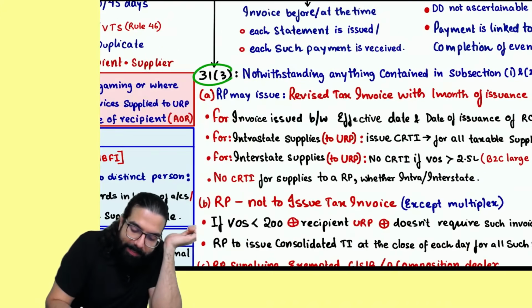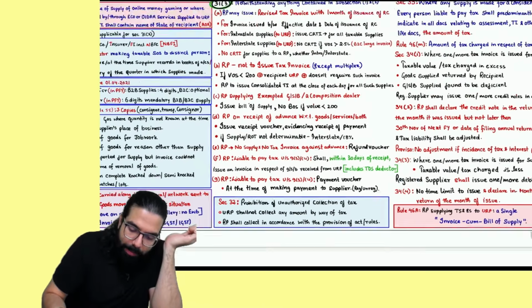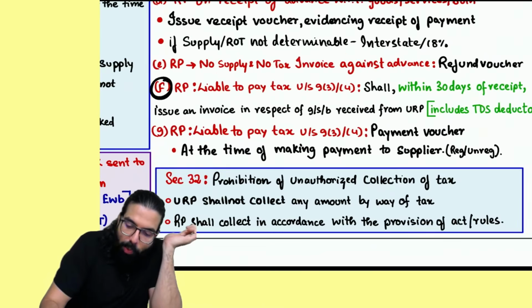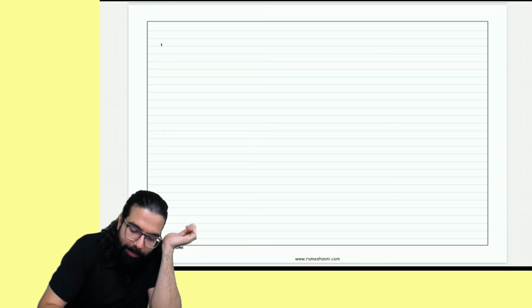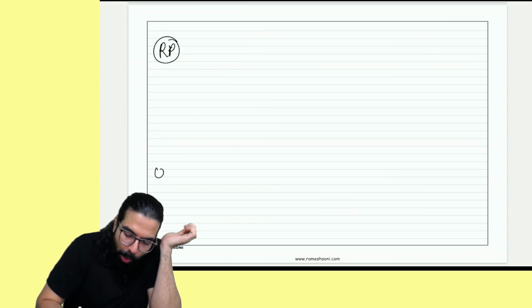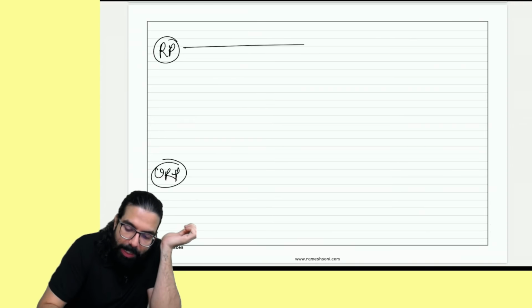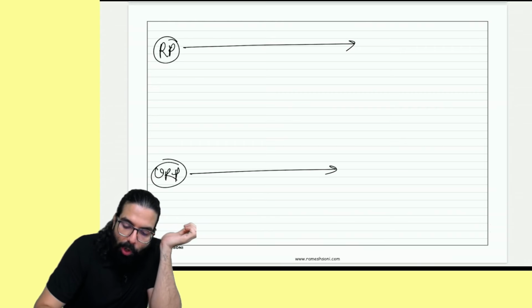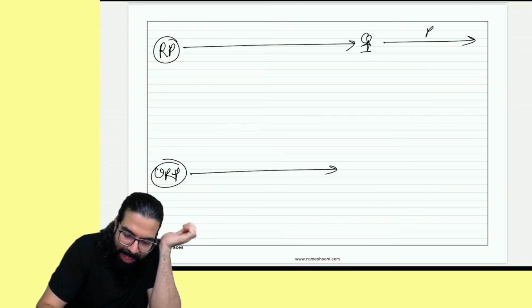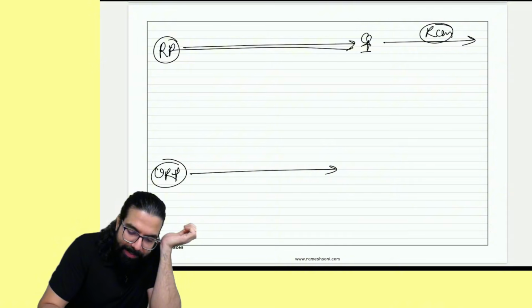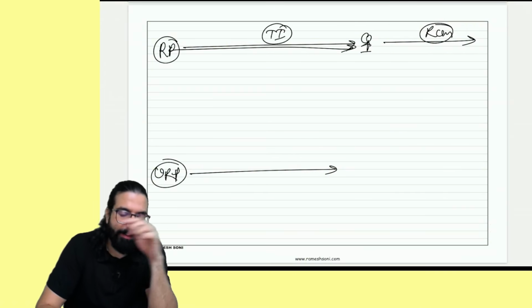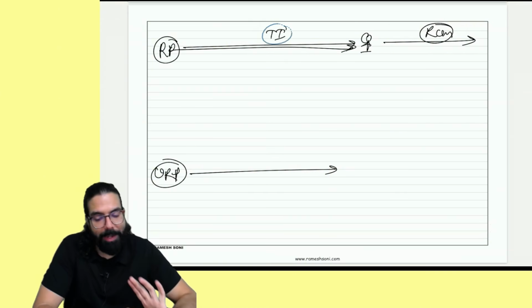See, everyone. In section 31(3), they used to say that if you are receiving services from a registered person or an unregistered person, and he has given you a service on which you have to pay GST under RCM, if he is a registered person, he will give you a tax invoice. Correct, sir? I don't have to make any invoice. He will give me a tax invoice.